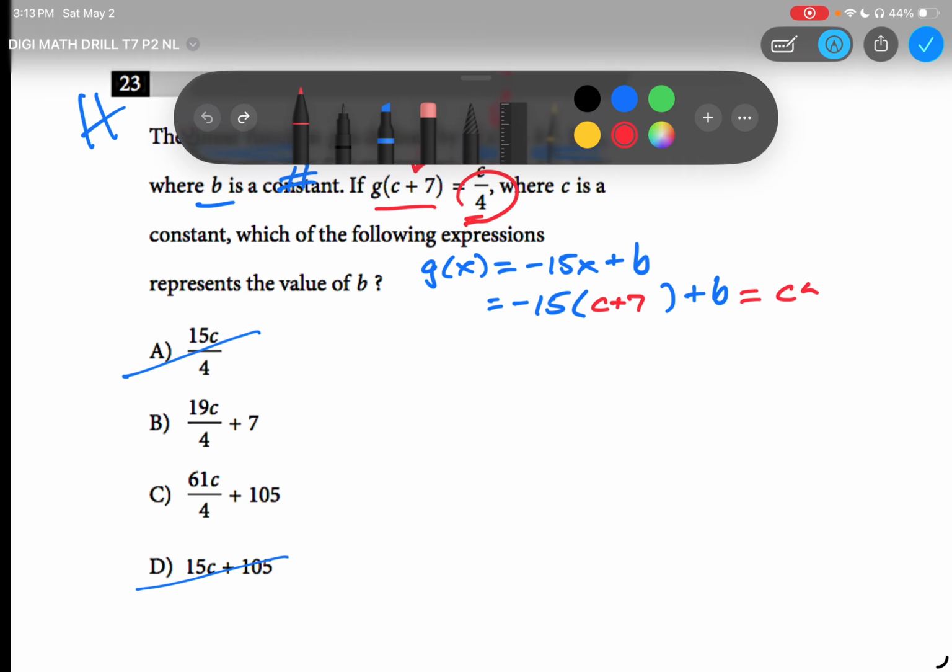Oh, what am I doing, C4? I was thinking of a movie. C over 4.